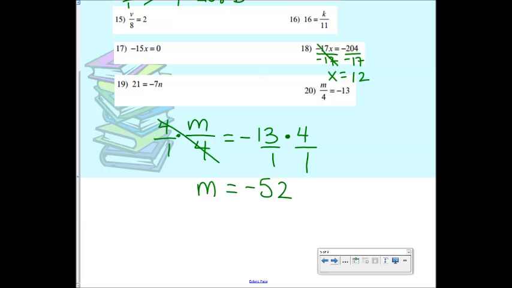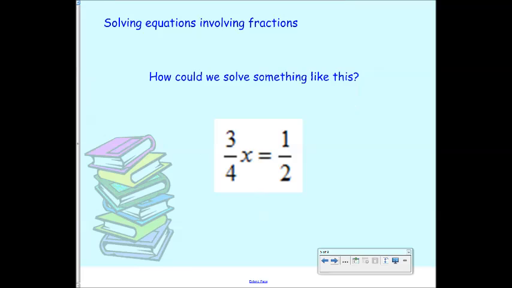So again, we see this, we look at it, it looks like a fraction. We don't freak out. Remember that to get rid of a fraction, we just multiply by its reciprocal. In this case, the reciprocal is just 4 over 1 because there isn't a number here, so you assume it's 1. All right? Okay, so how would I get rid of this one?